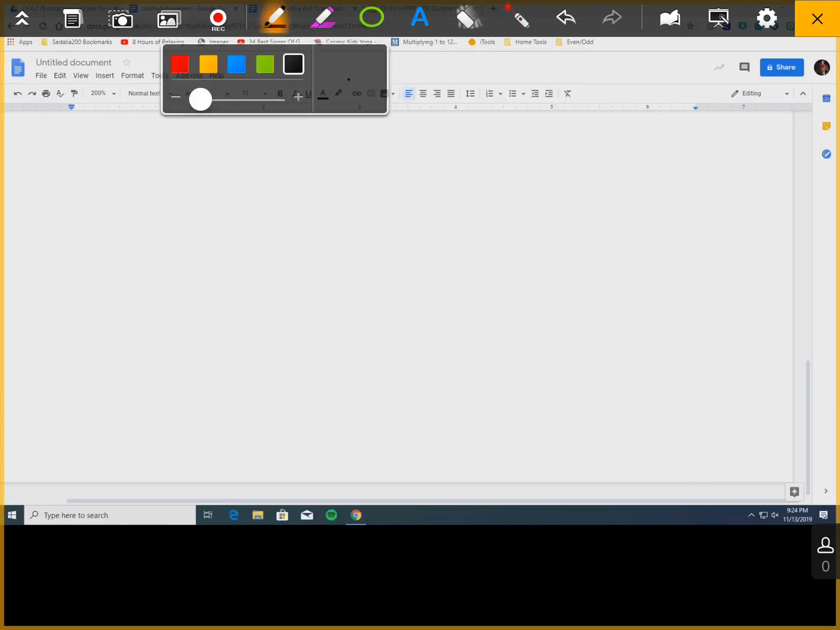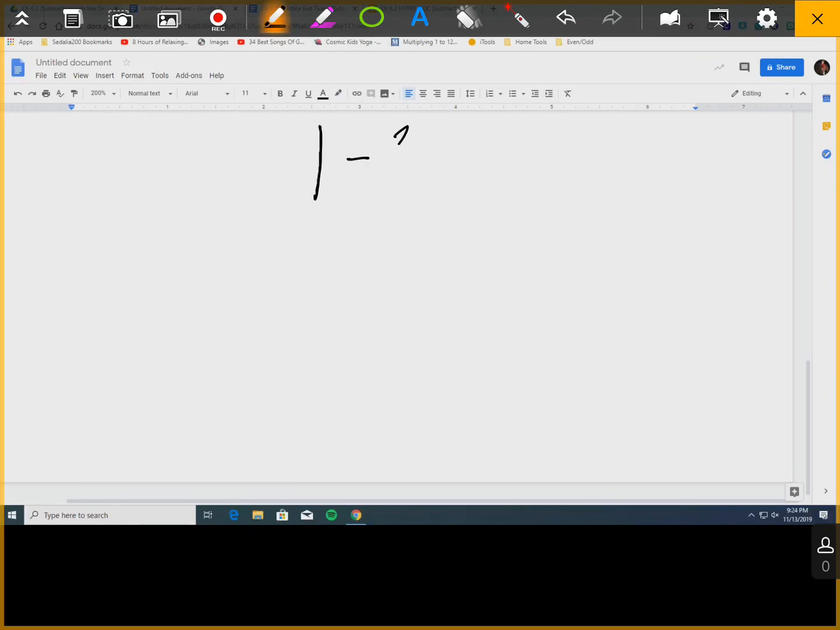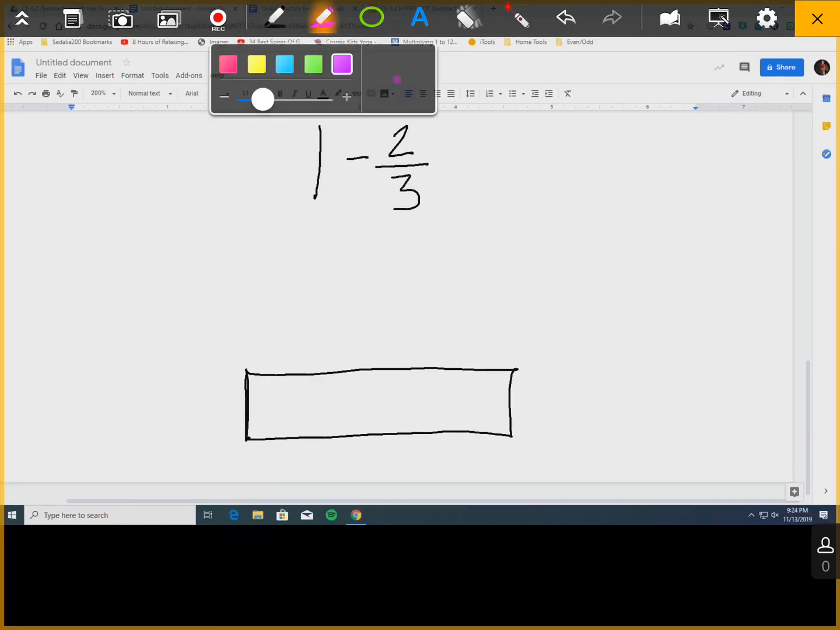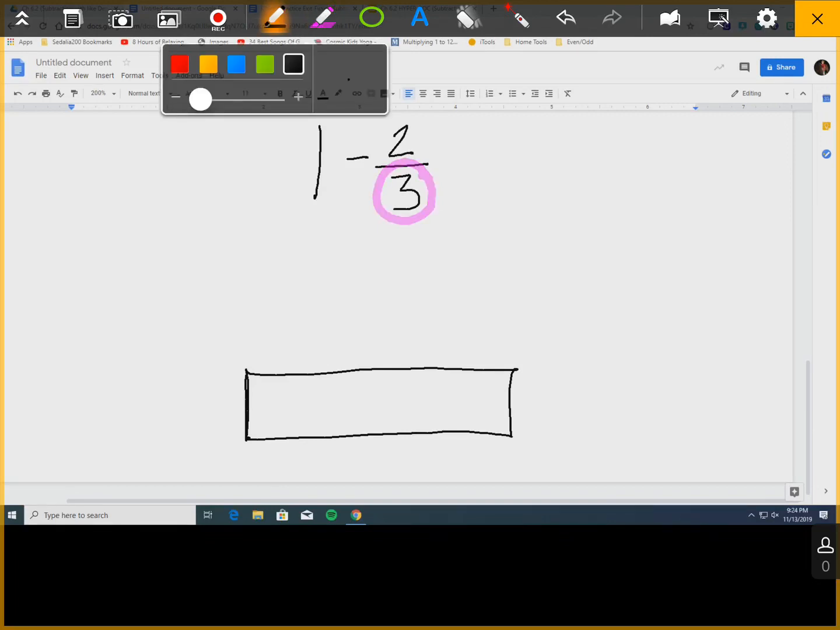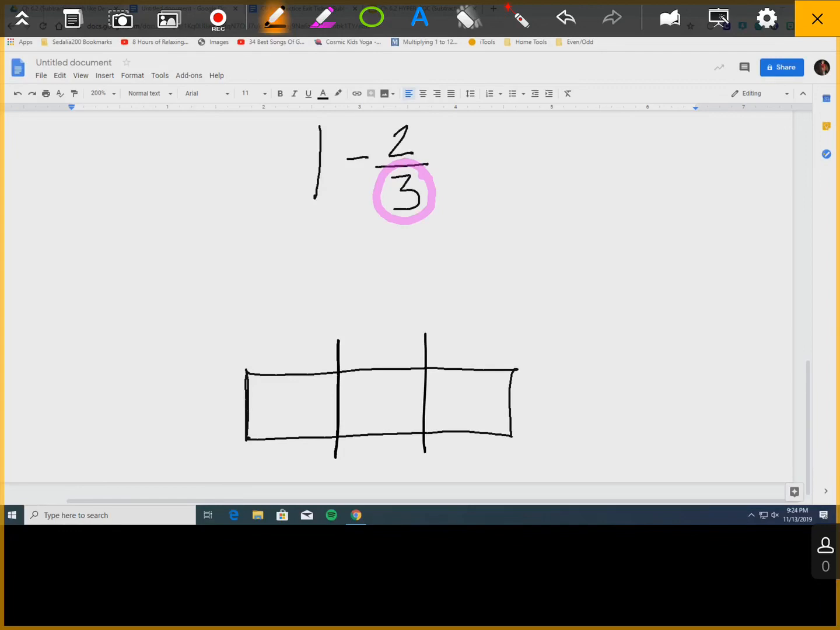The next problem we're going to look at is 1 take away 2/3. I'm going to start with my whole. I need to take away 2/3, so my fraction is telling me I need to cut my whole into thirds. I'm going to go ahead and do that. And since I'm starting with 1 whole, I'm going to color in 3 out of my 3 pieces that create my whole. I can rename 1 whole then as 3/3.